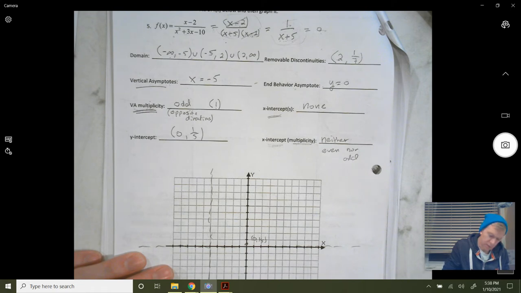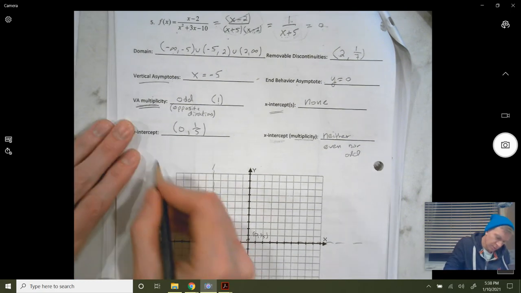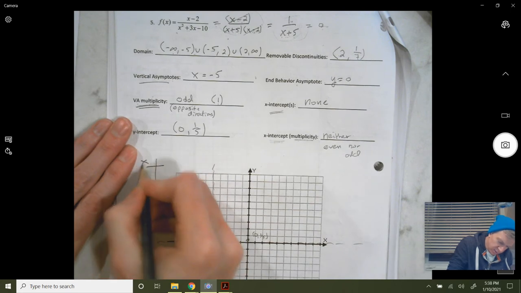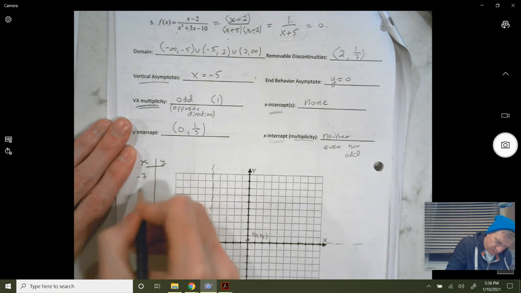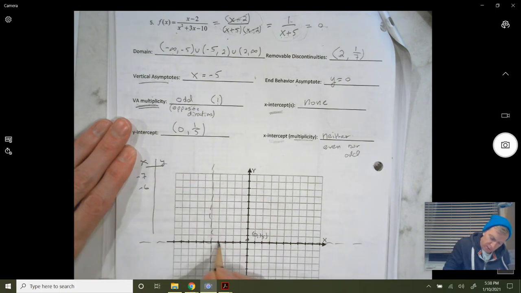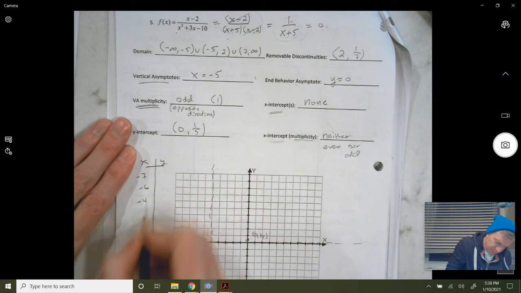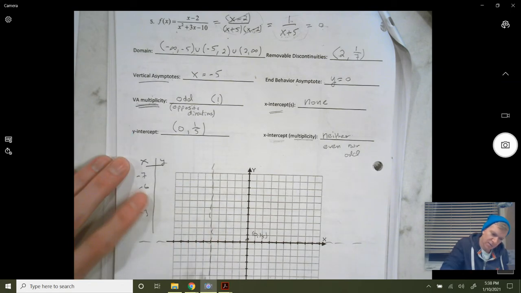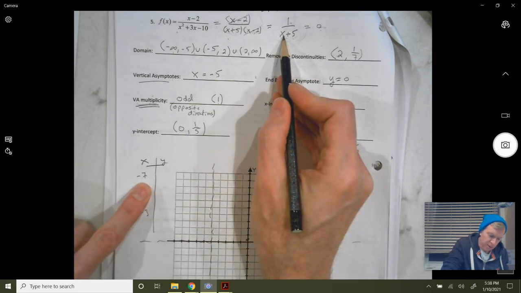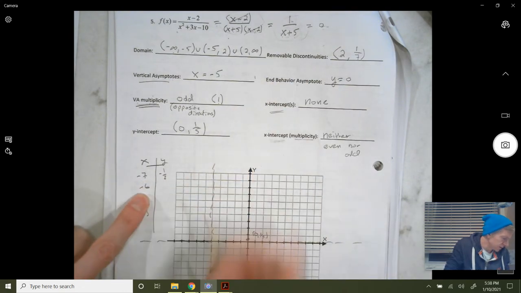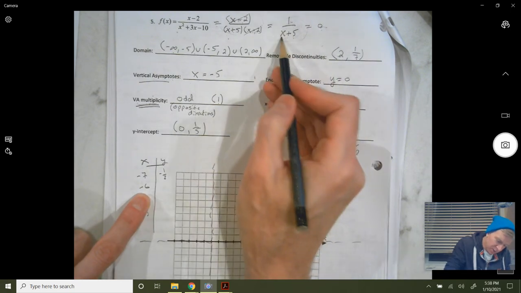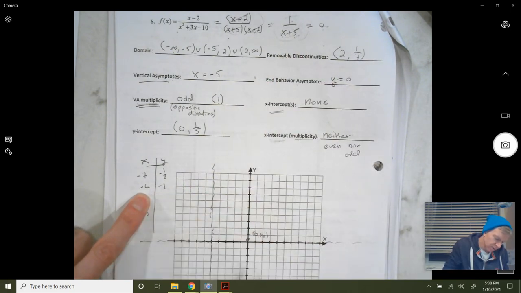Your x-intercept, there's none. So let's just pick a couple points to the right and a couple points to the left of your asymptote. Okay, so I'm going to pick points like maybe -7 and -6. And then to the right of the asymptote, -4 and -3. Plugging -7 into the simplified version, you get -1/2. Plug in -6, you get 1 over -6 plus 5, so 1 over -1, which is -1.